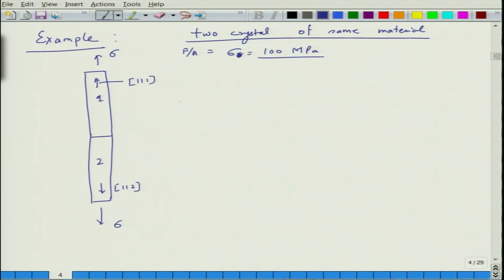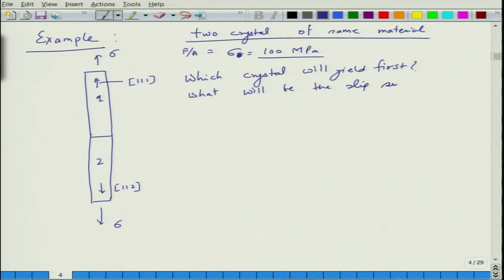Now the question is which crystal will yield first, and what will be the slip system, assuming that the cross sectional area A1 is equal to A2. So the cross sectional area is similar. So let us see this problem. We know what phi 1 and phi 2 are, and phi 1, let us say, is the angle between the tensile axis.